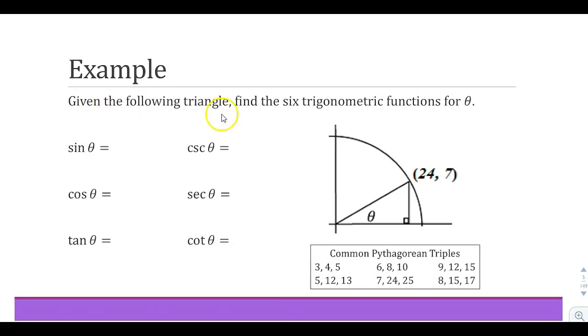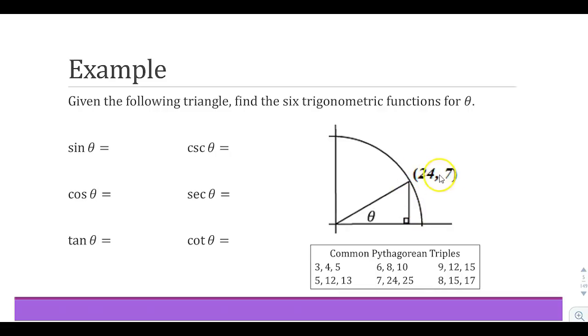So in this example, given the following triangle, find the 6 trigonometric functions for theta. So here I have this triangle that's inscribed inside a circle. And I have the coordinate point that intersects the terminal side of the angle with the circle. So now I need to go ahead and find those side lengths of the triangle.